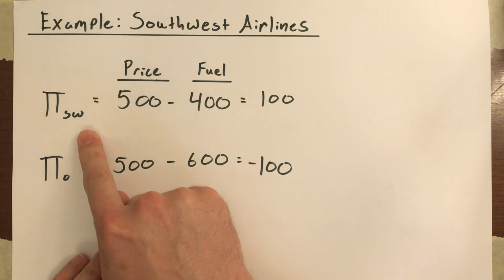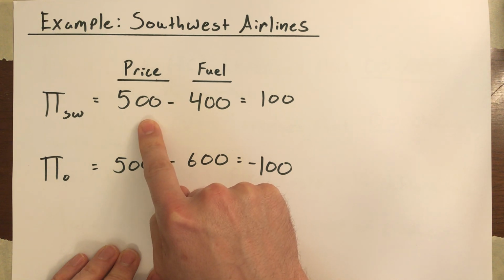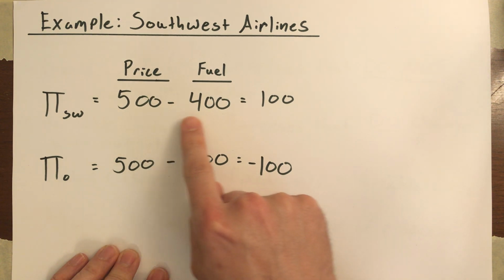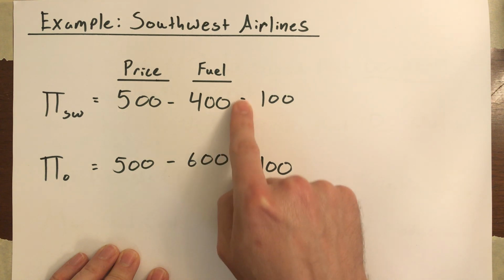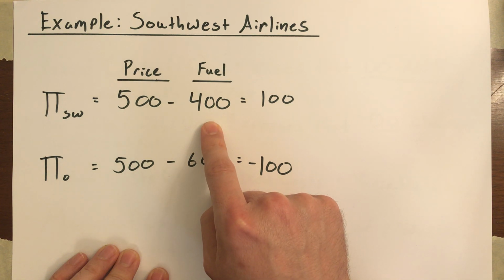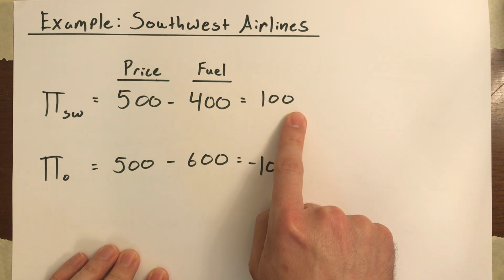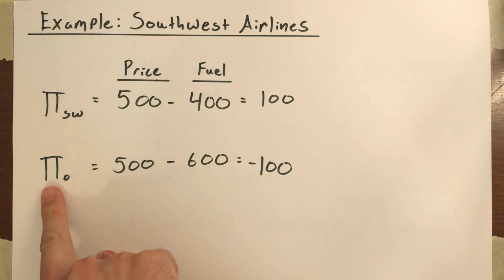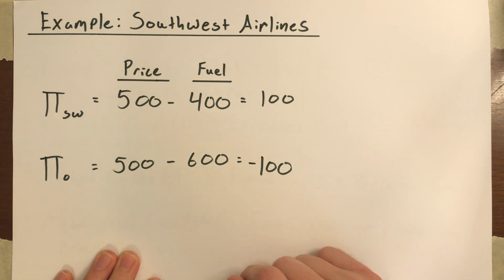So you've got Southwest Airlines. Let's say that they could charge every passenger $500 for that flight. And since they've locked in the earlier cheaper rates on fuel, it only costs them $400 per passenger to fly that flight. Well, that would give you a profit of $100. Now, down below, I've got pi with an O subscript, which would be the profit of any other airline flying between, let's say, Los Angeles and Seattle.